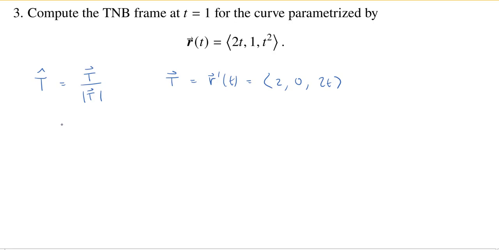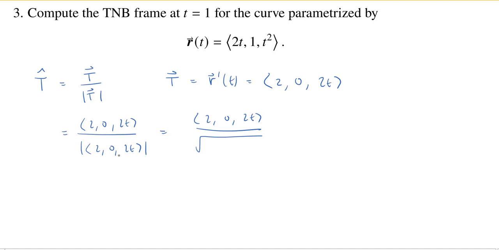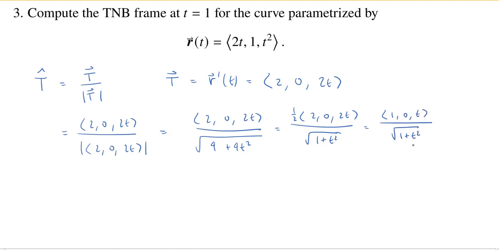So our unit tangent is going to be 2, 0, 2t divided by the magnitude of 2, 0, 2t. We can copy the numerator. And what's the denominator? This will be the square root of the sum of the squares of the components. So 2 squared is 4, 0 squared is 0, and 2t quantity squared will be 4t squared. I could factor a 4 out of this, and when I pull it out of the square root, it will become a 2. So I could rewrite this as 1/2 times 2, 0, 2t divided by the square root of 1 plus t squared. I put this 2 up on the top as a 1/2 because I can see it's going to cancel some of these 2's. So I end up with 1, 0, t over the square root of 1 plus t squared.